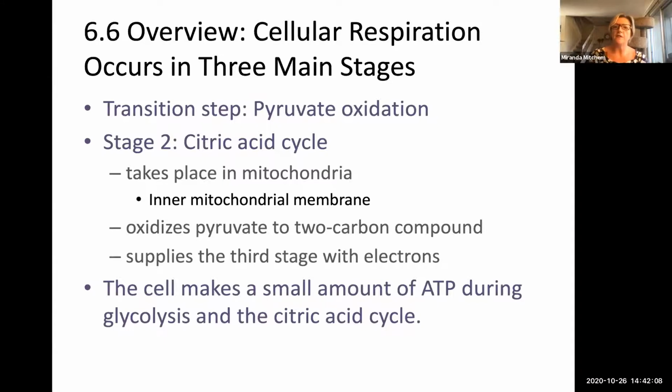Only a tiny bit of energy is made during glycolysis and also during the citric acid cycle. For 1 molecule of glucose, glycolysis only produces a net production of 2 ATP. When we go through the citric acid cycle, another 2 ATP are produced, 1 for each molecule of oxidized pyruvate. So we've only produced a net total of 4 ATP molecules for 1 glucose going through stage 2.